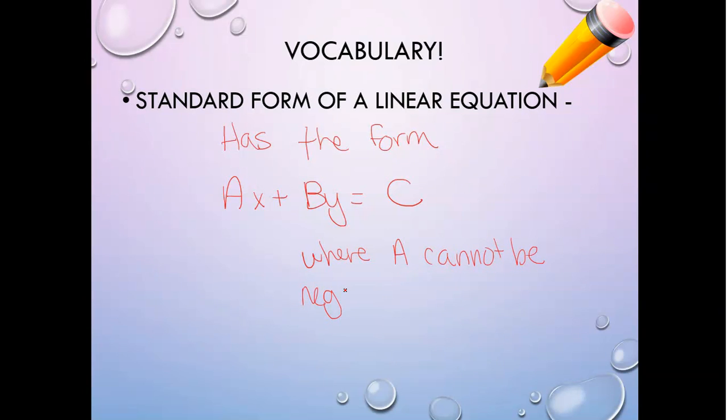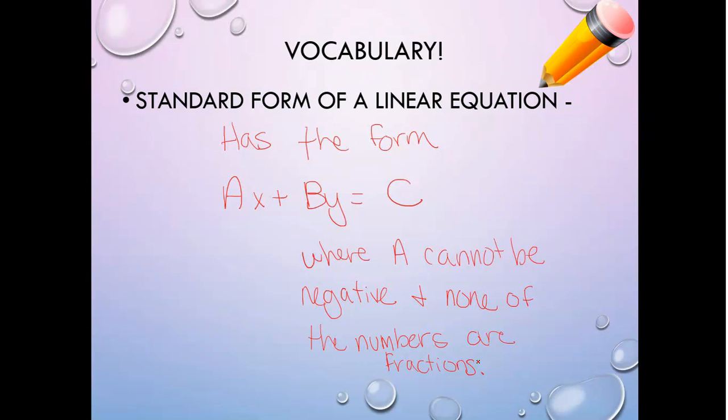Now, why is that? Not really sure. Can't find good information on why that is the truth, but it is a rule. And none of the numbers, so A, B, or C, are fractions. So we can't have any fractions in our answers today. So it's going to look like ax plus by equals c, so basically x and y are on the same side, and then a can't be negative, and we can't have fractions in our final answer.